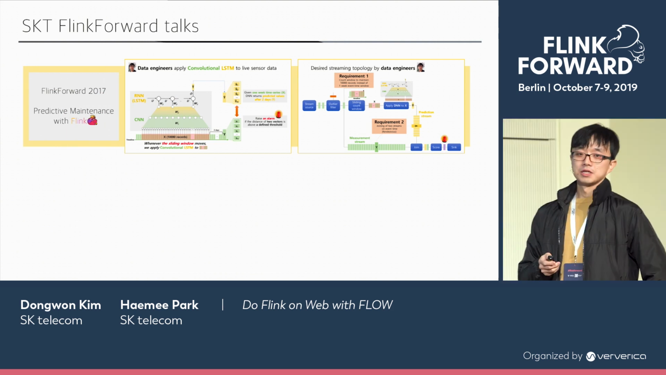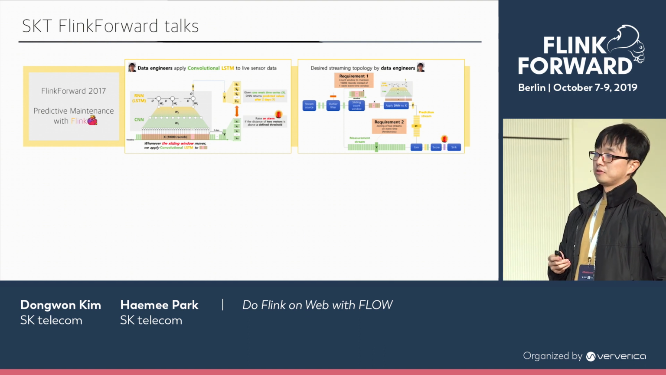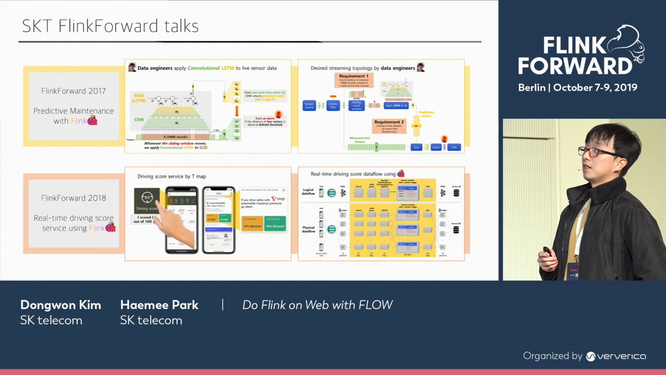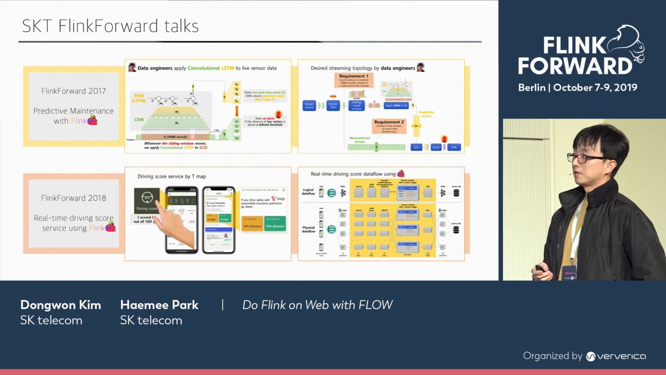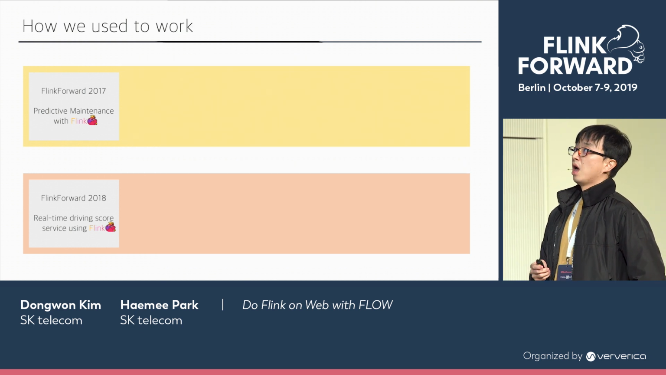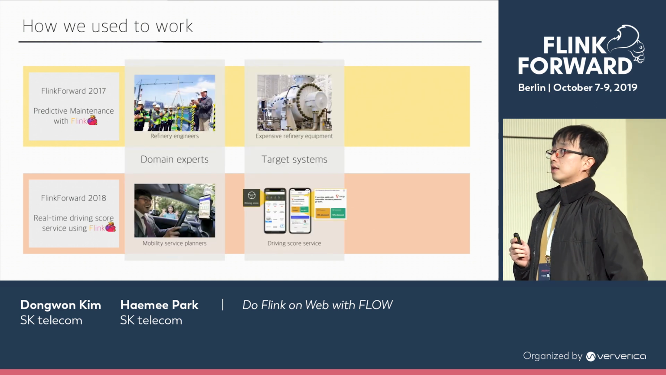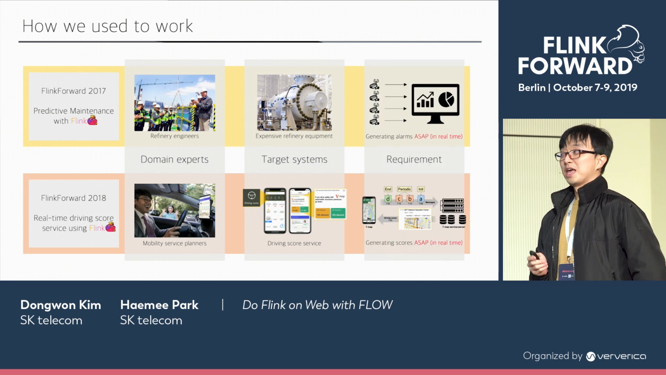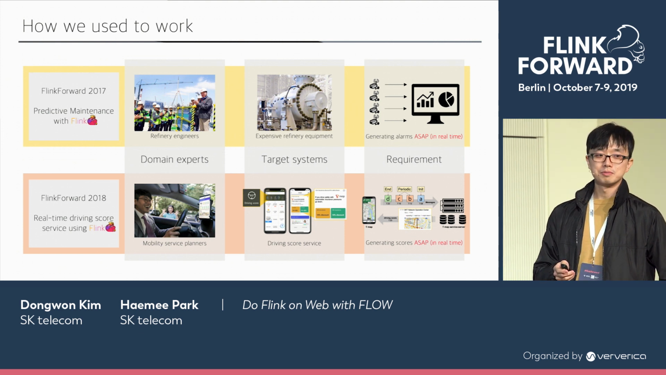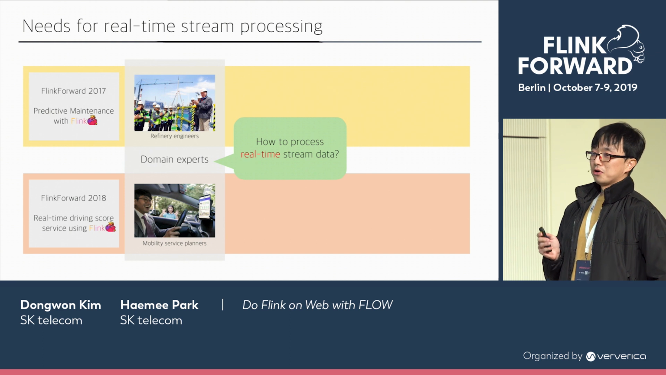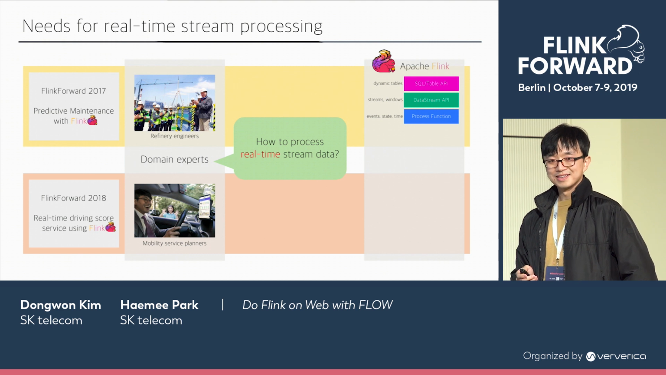We started using Flink 2 years ago when we were trying to make a predictive maintenance solution. Fortunately, last year, we again had a chance to use Flink to migrate a driving score service into real-time stream processing. When we looked back at how we used to work, there were domain experts and target systems and their requirements. They want to generate something from the target systems as soon as possible, which means in real time. So when we are asked how to process real-time stream data, we recommend they use Apache Flink.